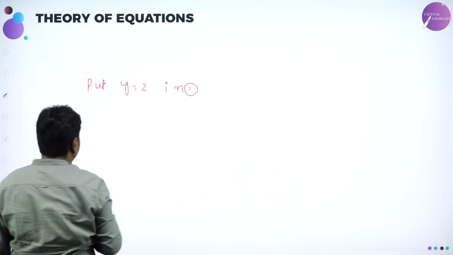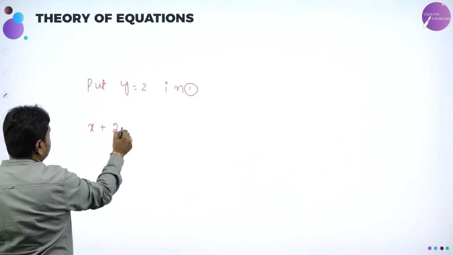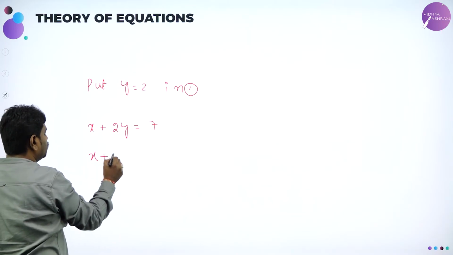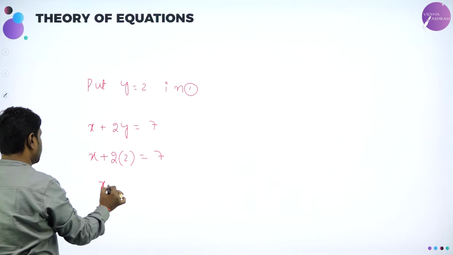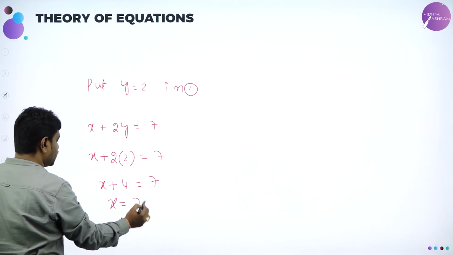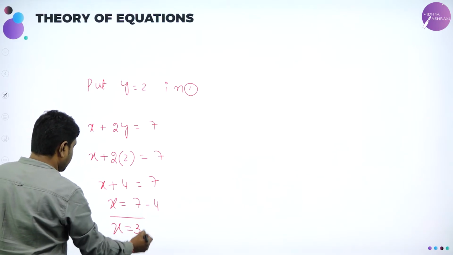What is equation 1? Equation 1 is x plus 2y equal to 7. In the place of y, put 2. x plus 2 into 2 is equal to 7. So x plus 2 2s are 4 is equal to 7. Transfer 4 to the RHS, it becomes 7 minus 4. x is equal to 3. So we got the value of x.